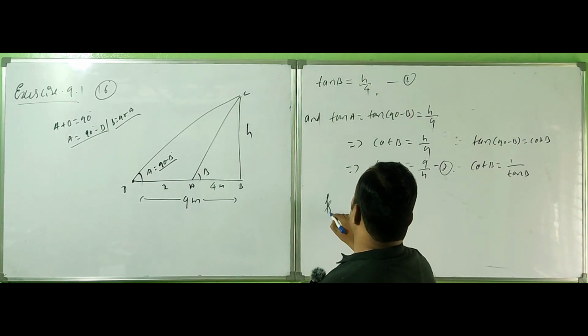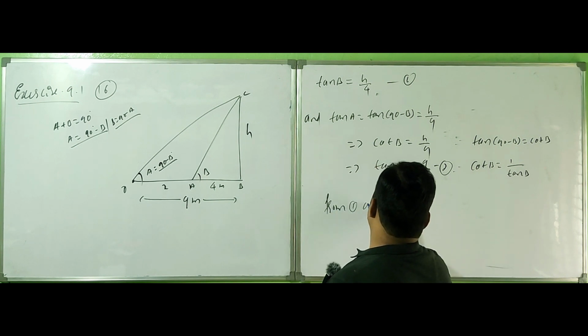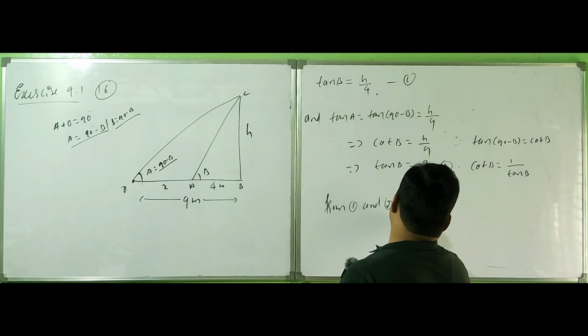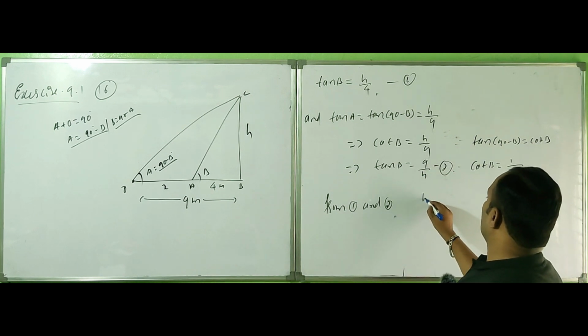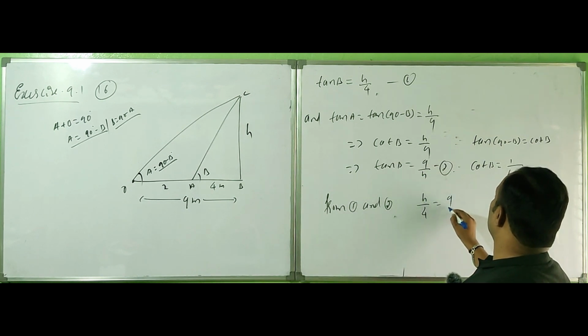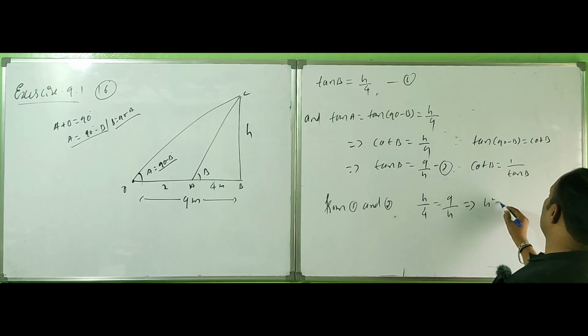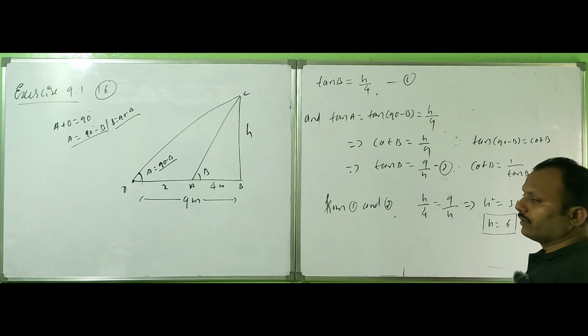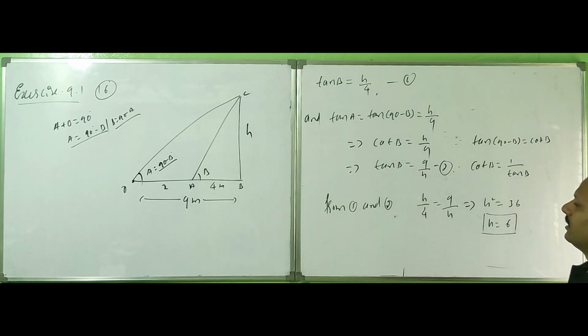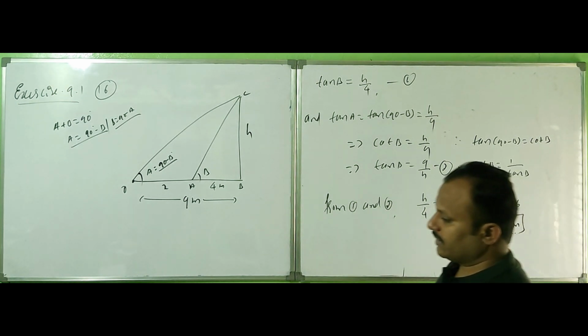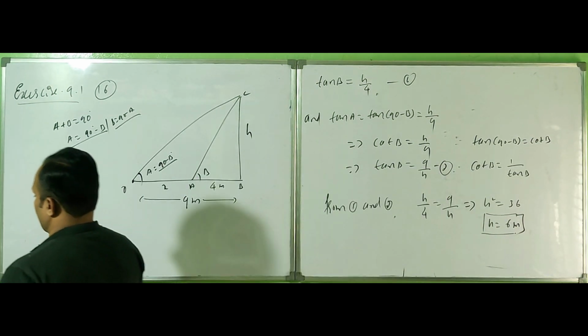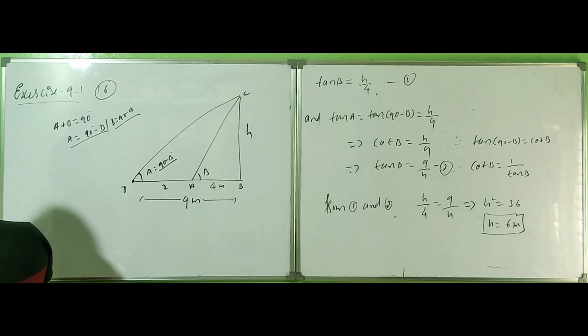From 1 and 2 we have H by 4 is equal to 9 by H. This implies H square is equal to 36, H is equal to 6, because we are taking only positive values, right? 6 meters. Distance will never be a negative value, right?